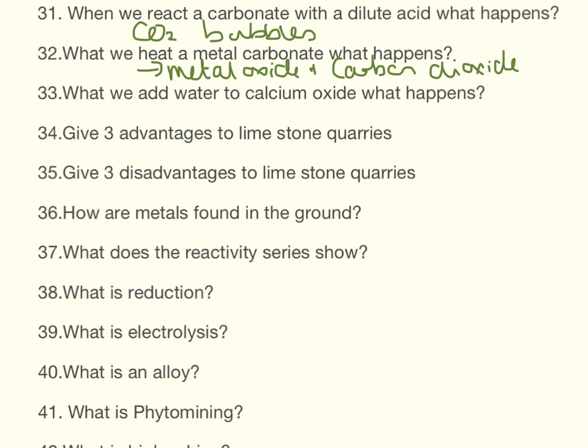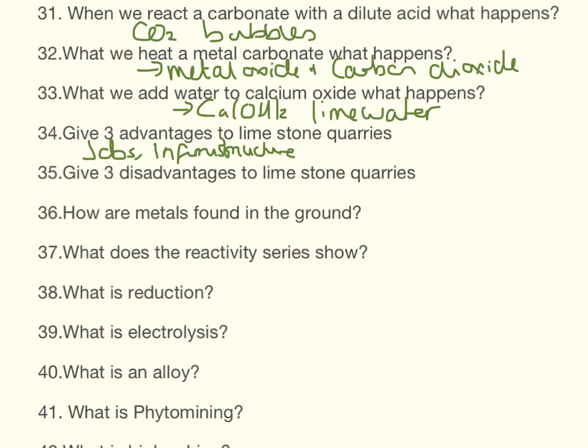When we add water to calcium oxide, it becomes calcium hydroxide, which is lime water. 3 advantages of limestone quarries is that it gives jobs to local people. There is going to be infrastructure. So new roads and things like that, and local businesses like cafes and shops are going to benefit by the increased trade.